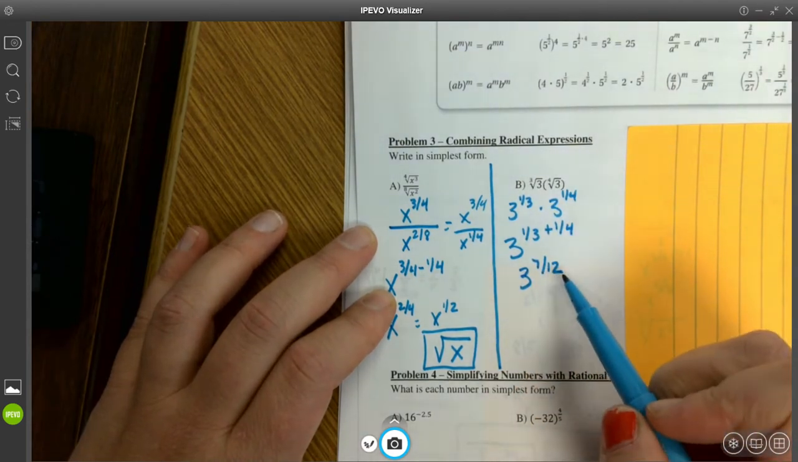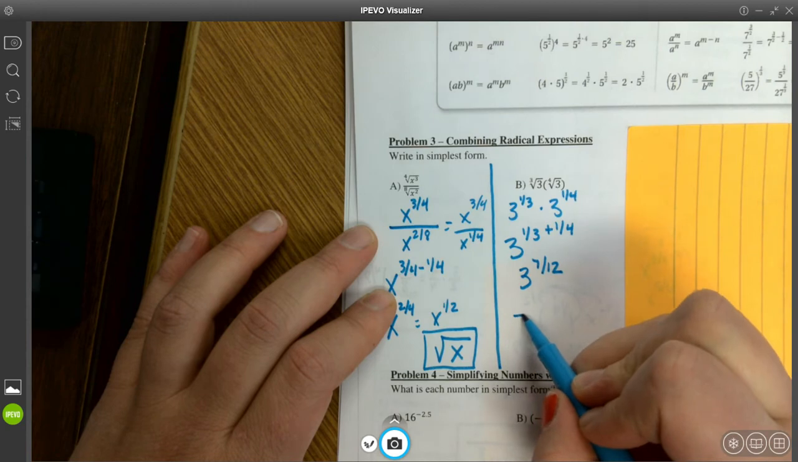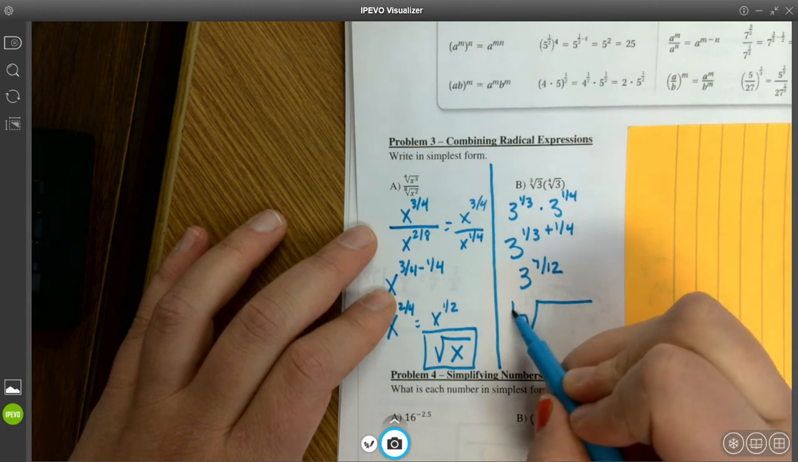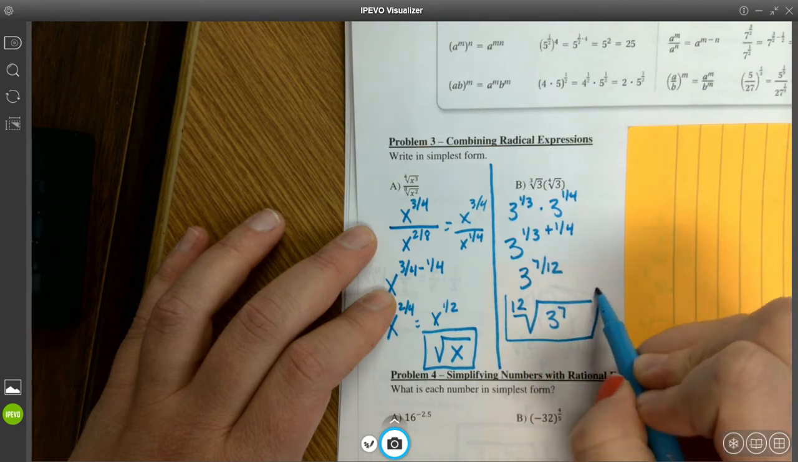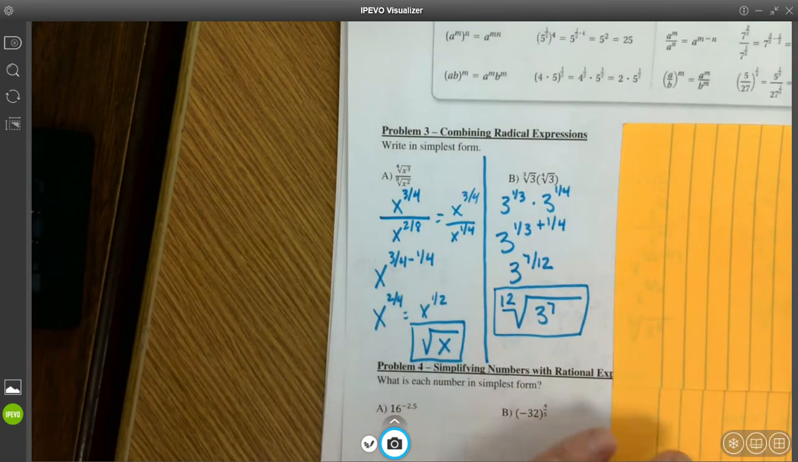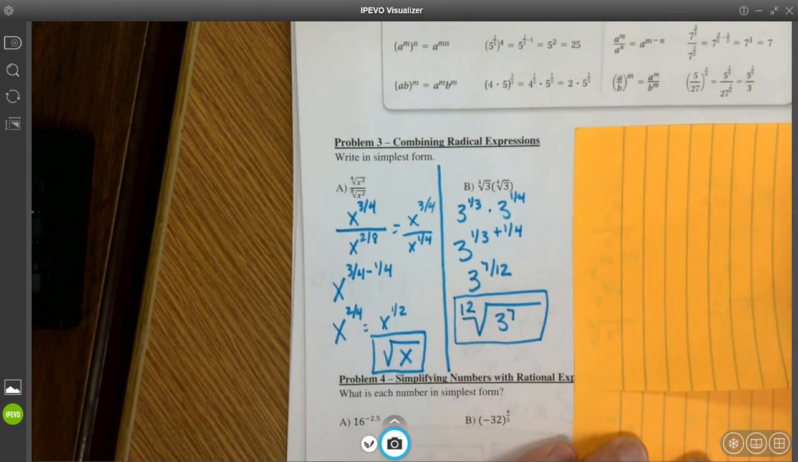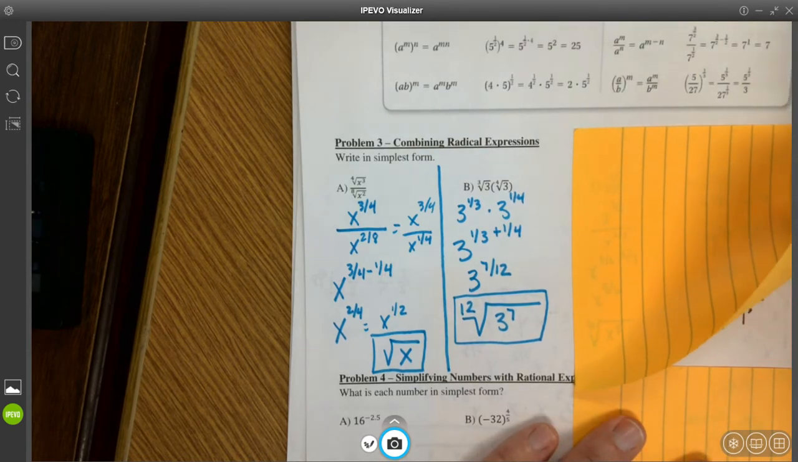You should not leave it as a fraction exponent. The denominator is your index. So my index here is 12, and then I have 3 to the 7th, and this would be my answer. Now you should try the next. Pause and try the next one by yourself. Next two.